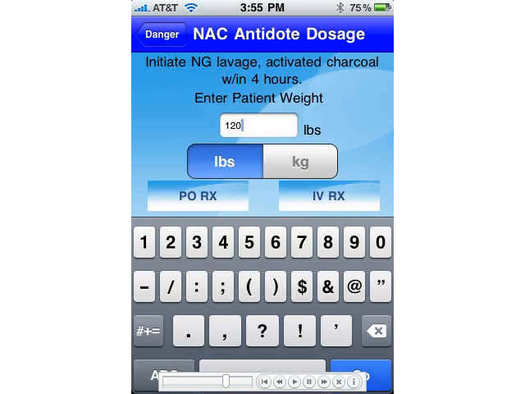Within this ACT tool, the use of intravenous NAC antidote is used if unable to tolerate PO, or if the patient has gastrointestinal bleeding, or the patient is pregnant, or if there is evidence of fulminant hepatic failure clinically occurring. Here the physician enters then the patient's weight and chooses the IV treatment option.